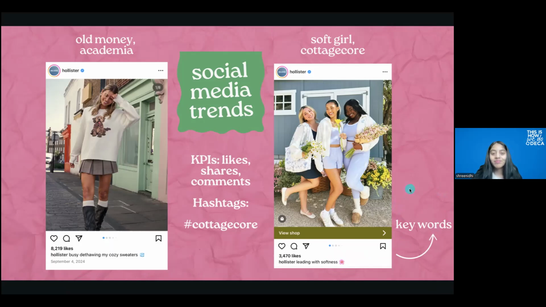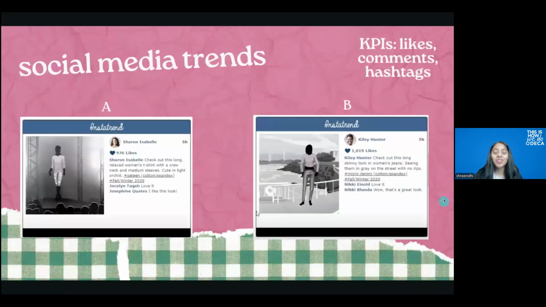Similarly, in the virtual business simulation, you can also do the same thing through InstaTrend. Here we have two posts, A and B, and by looking at both of them, we can see that you can use A/B testing again to look at the number of likes, comments, as well as hashtags to see which post is performing better. Here at the post A, we can see that we have a light orchid, relaxed woman's t-shirt. This is reflecting again that soft girl aesthetic, which is a popular trend in especially 2024 and 2025.